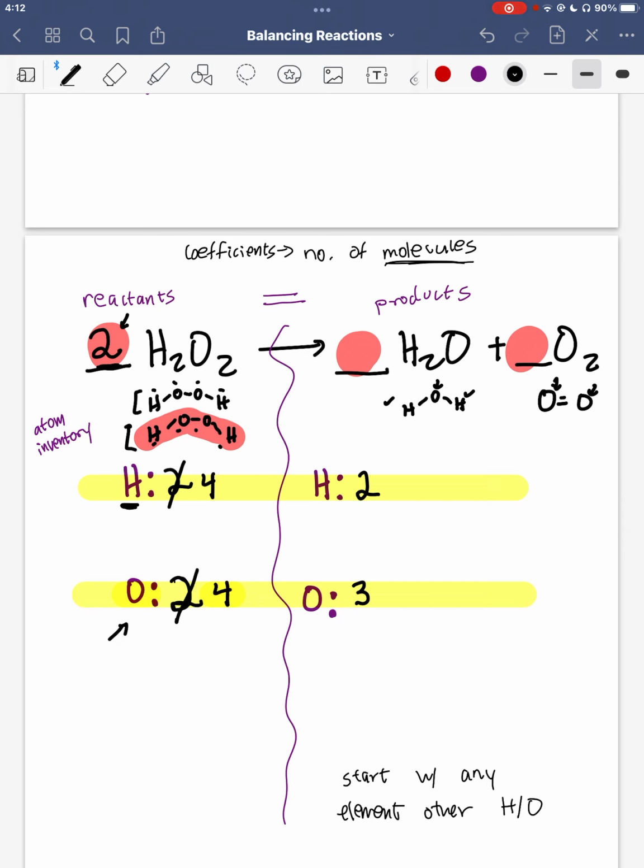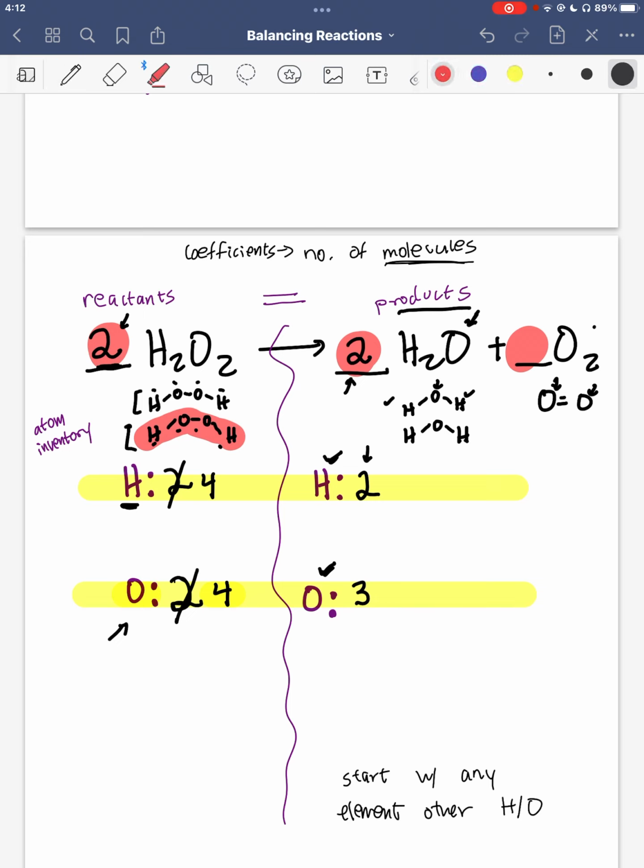All right, I now go to my products and I see my products are no longer balanced with my reactants. I'm going to need more of both hydrogen and oxygen. I take a look at the 2 product molecules and I notice that water has both hydrogen and oxygen. So I'm going to try adding another water molecule. All right, now that I have 2 water molecules, I've changed a coefficient. So my next step is update the atom inventory.